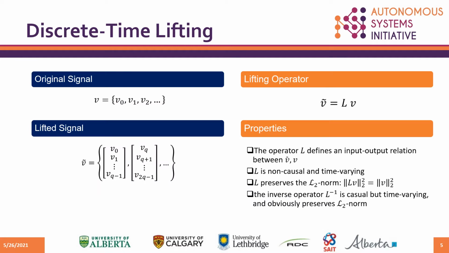To design the event-triggering rule, we first transform the system into a higher dimensional space using the lifting technique. Doing so leaves us with an LTI system rather than a periodic one. The discrete-time lifting operator stacks the elements of some signal v to form a higher dimensional vector v tilde, and it is not difficult to verify the following properties for the lifting operator L, which defines an input-output relation between the two vectors. As you can see, L is a non-causal and time-varying operator, and both L and its inverse preserve the L2 norm.